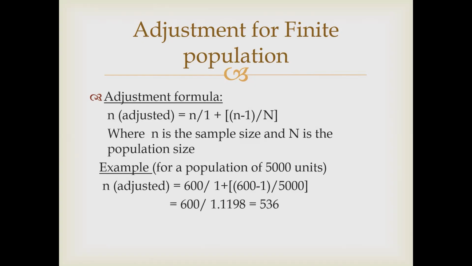So that is 600 divided by 1.1198, which is 536. So for a finite population, a lesser sample size is required compared to an indefinite population. So this is how we are finding out the sample size for a finite population.